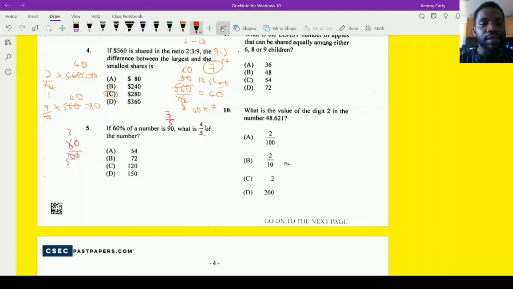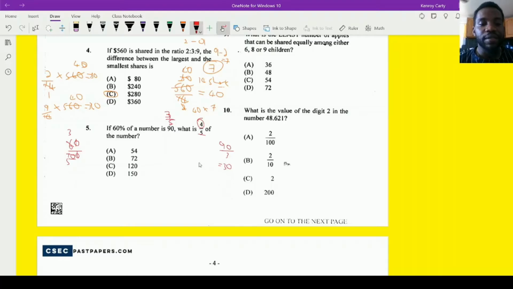What is 4 parts? Now, if 3 parts is 90, what it means is that we can find 1 part by dividing 90 by 3. This is going to give me 30. So I know that 1 part is 30. What I want is 4 parts. And of course, the denominator doesn't have any impact since they're both the same already.